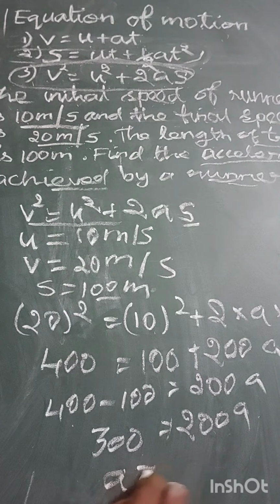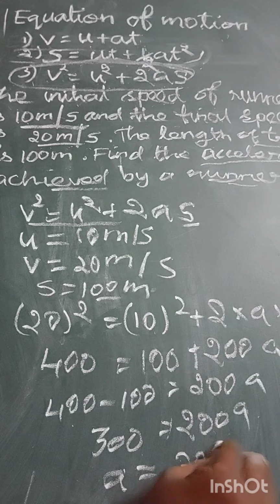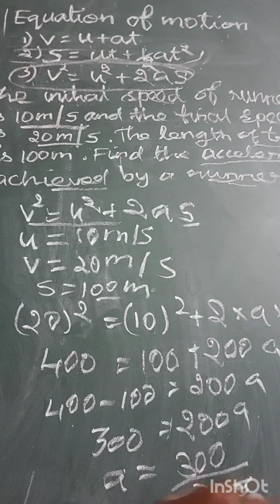Then acceleration a equals 300 divided by 200. Cancel the zeros. 1 2 is 2, 5 2s are 10. Then a equals 1.5 meters per second squared. Acceleration a equals 1.5 meters per second squared is the correct answer.